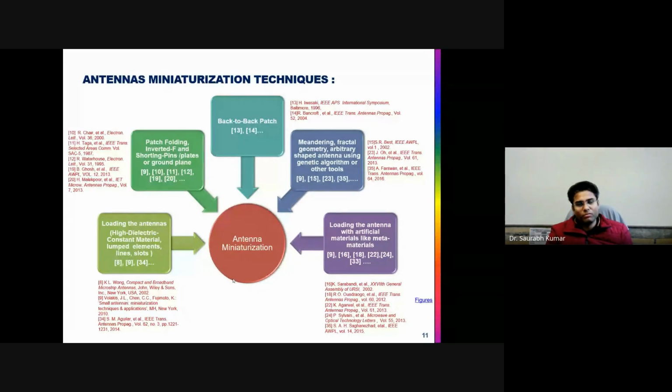But there will be a problem with this technique. As you increase the dielectric constant, you will have more storage of electrical energy. The electric charge will be stored more, or you can say that your antenna will become more capacitive and it will lose its radiation. So the reactive part will be more and it will not behave like a radiative element, it will behave like a storing element. So this will be the problem with the high dielectric constant material.